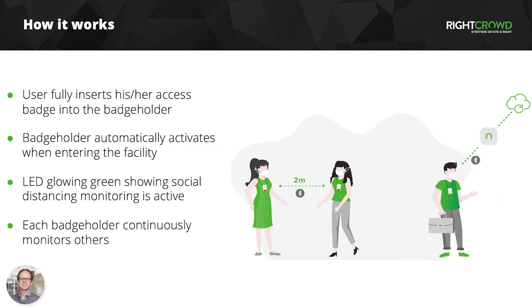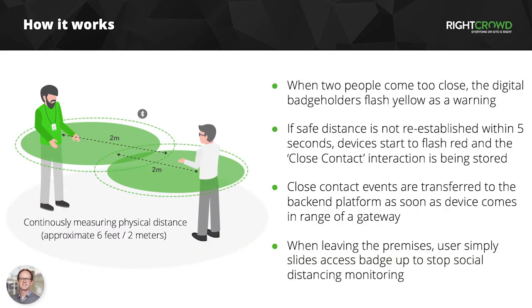As of that moment, each of the badge holders that people are wearing will start to continuously monitor the others. They will check who else is around me, and they will also do a measurement of the distance, like how far is that other person from myself. And when 2 or more people come too close to each other, then the first part of the solution kicks in. That visual warning to say, hey, be careful, you're coming too close to the other person.